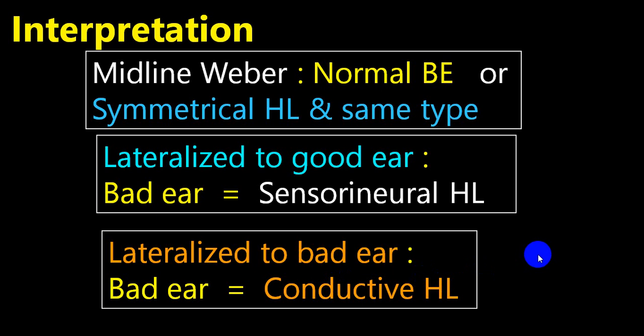So if the person has got ear discharge, say on the right ear, and if it is lateralized to the right side, that means right side conductive deafness. And if both ears, external auditory canal and middle ear, are normal, and if it is lateralized to the good ear, then that means bad ear has got sensory defects.